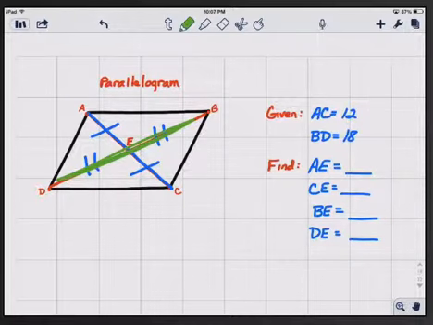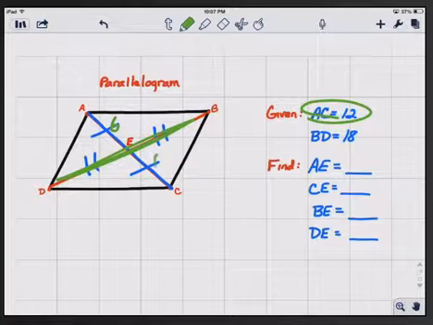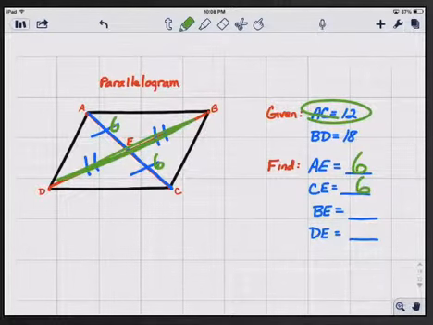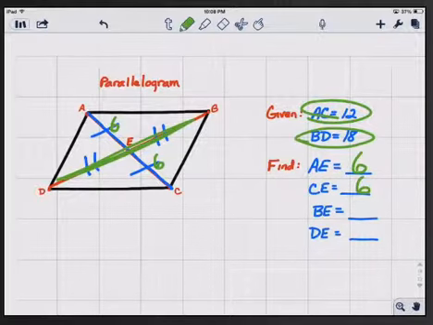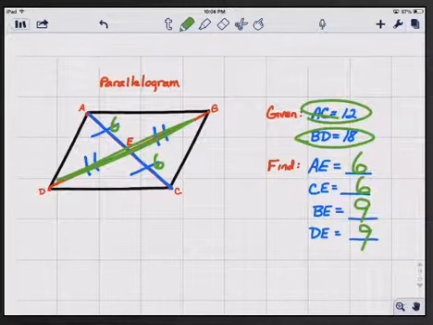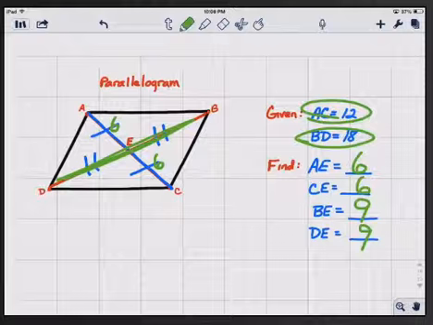So if AC is equal to 12, it's being divided into two equal parts, so you just divide the 12 by 2 and you get segment AE is equal to 6. Segment CE is also equal to 6. Likewise, if segment BD is 18, that's being divided into two congruent segments, each part of which is equal to a length of 9. Hope that helps.